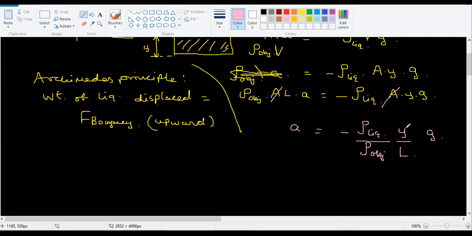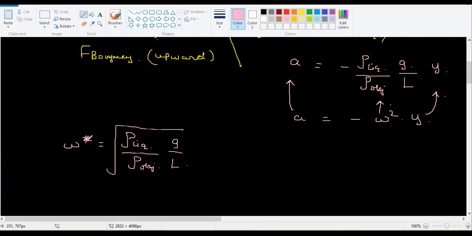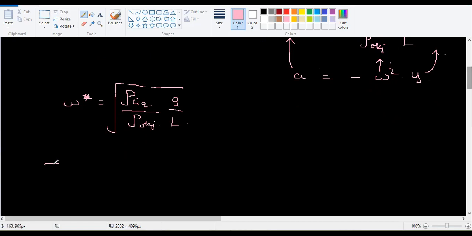Sorry, this is g. So that means omega squared is equal to rho of liquid divided by rho of object, g by l. And if I want omega, it becomes square root. Why do you think I'm interested in that? Because I am interested in time period. So T is equal to 2 pi by omega. So if I know omega, I can calculate time period. From time period, I can calculate the frequency.